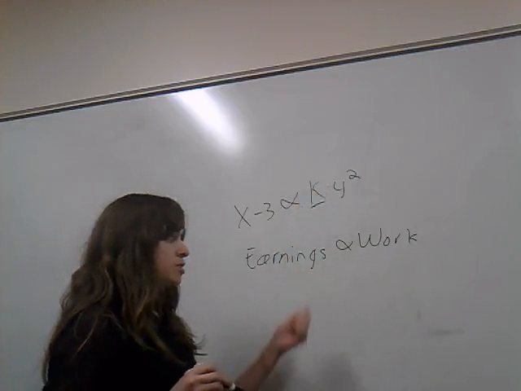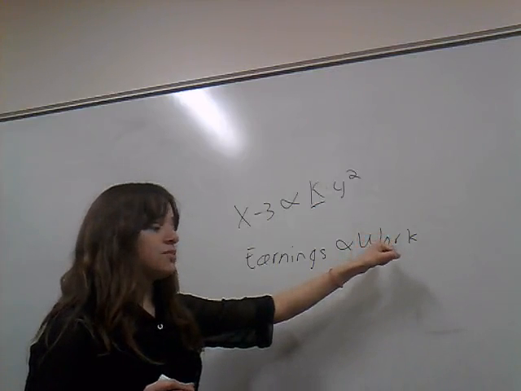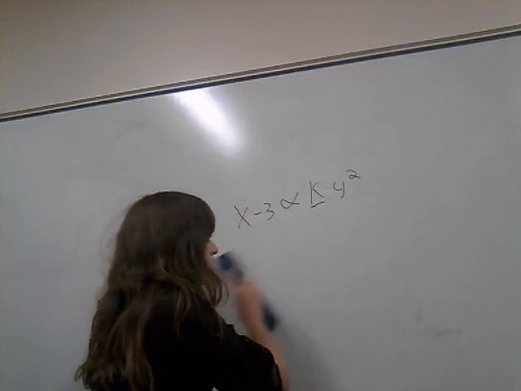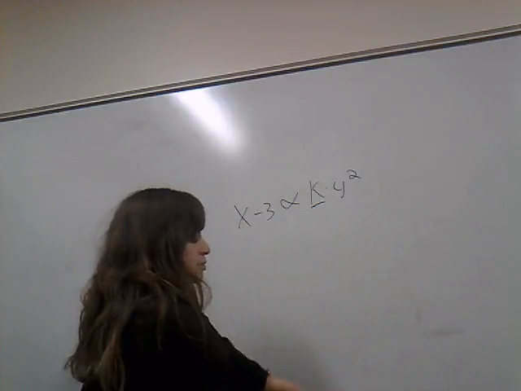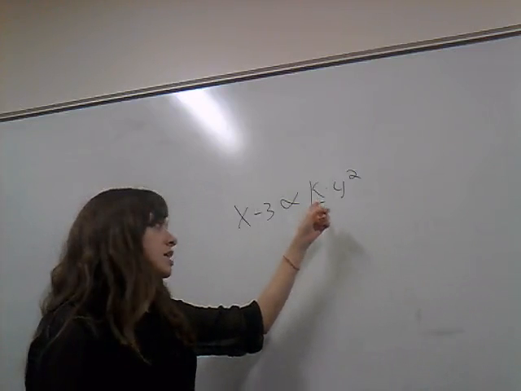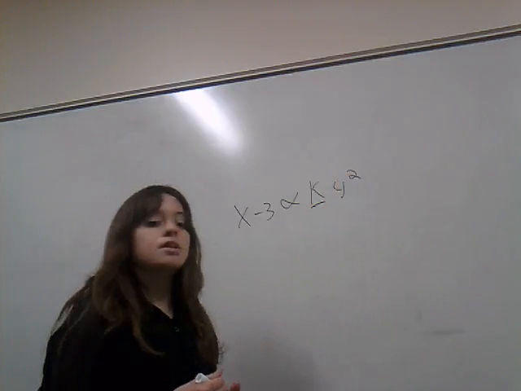So you can't figure out your earnings only just by how many hours you work. You need to know how much you're making for every hour that you work. That will be your constant. So we need to find exactly how proportional it is. We know it's directly proportional, but what is that proportionality? That's why we put the k here. And it says y squared, so we just put y squared.